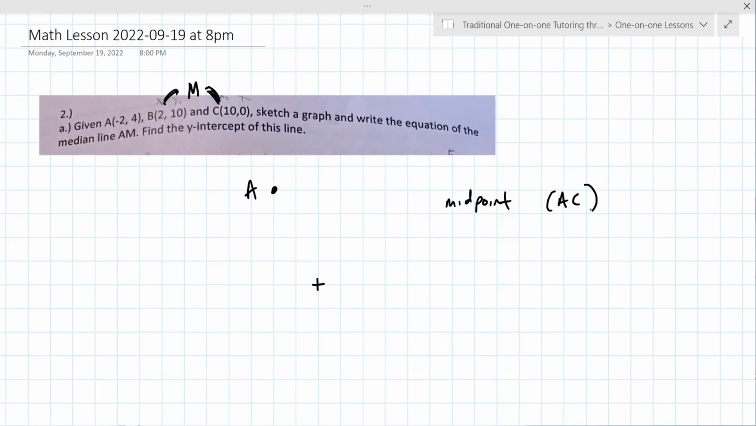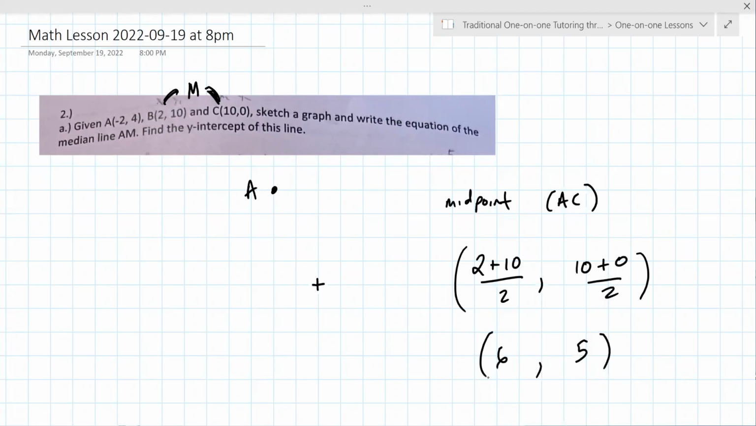Yeah, that's where you write 2 plus 10 over 2, and then 10 plus 0 over 2. You're treating 2 as x1 and 10 as y1. Exactly. So 6 over 5, like that. And would that be the point where they intersect?